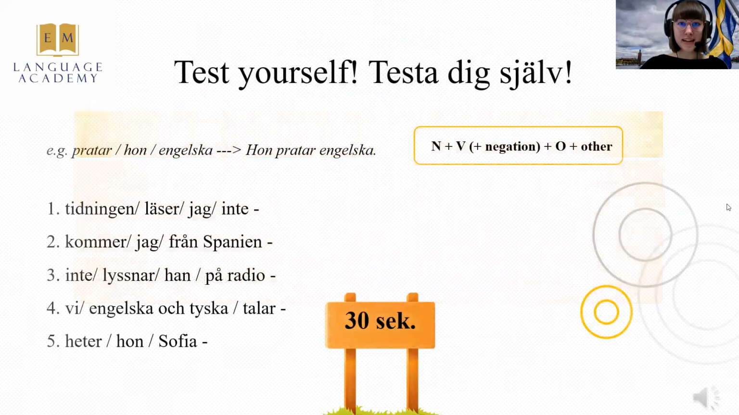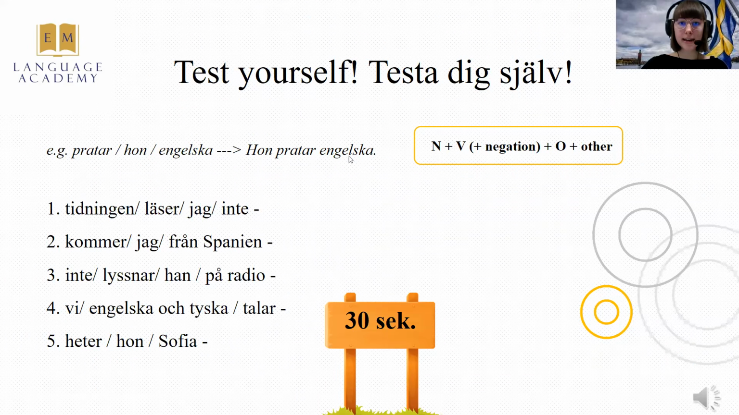Okay. Next we have a little test for you. Test yourself. Testa dig själv. Let's take a look at the example here. So we have some words. Pratar hon engelska? Right? They are separated by slashes. Your task is to make sense out of these sentences, to make them sound logical, following the word order scheme. A little cheat piece of information for you is here. Remember that we might start with the noun or pronoun, and in this case, hon means she.